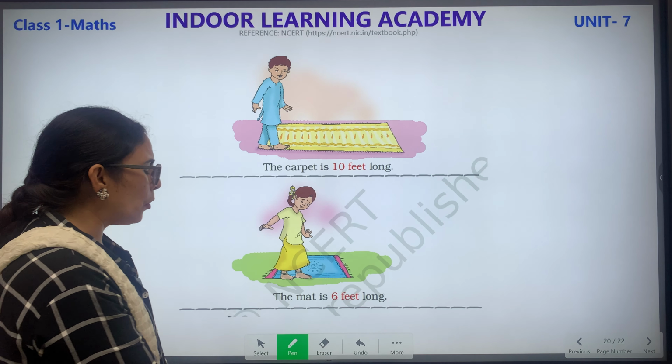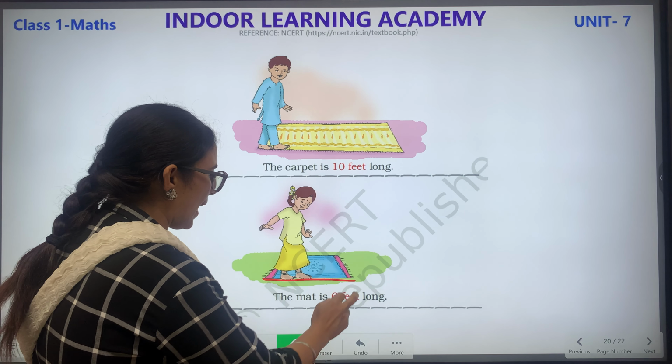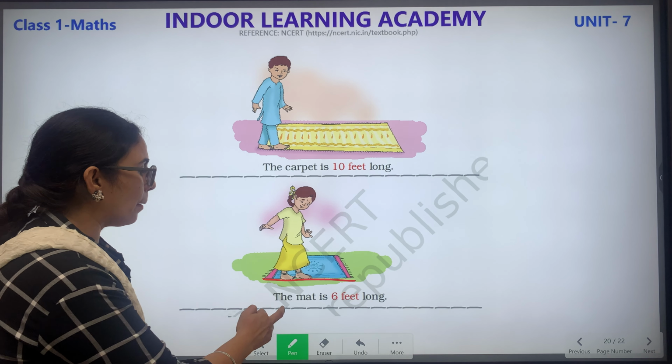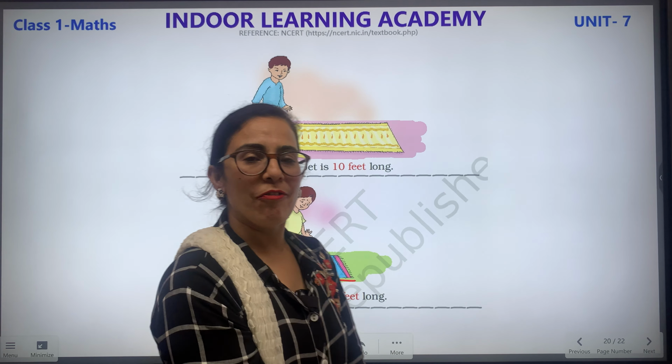Now, what is this girl doing? She is trying to measure this mat. She is trying to measure this mat and the mat is 6 feet long.